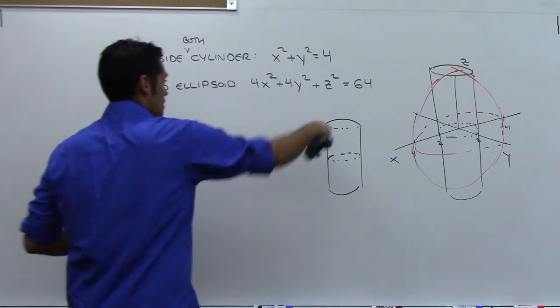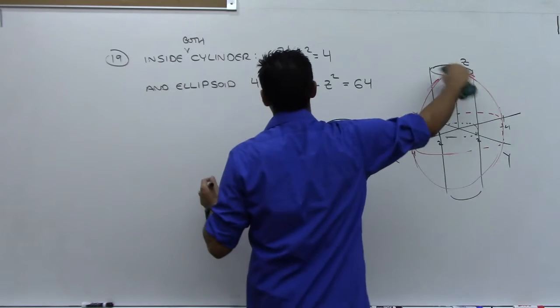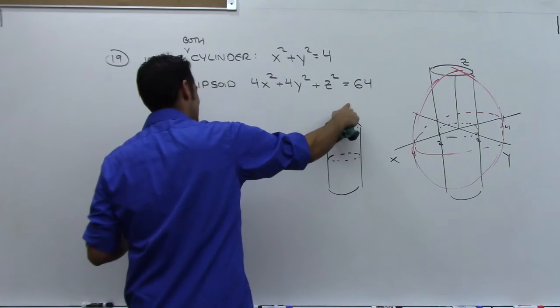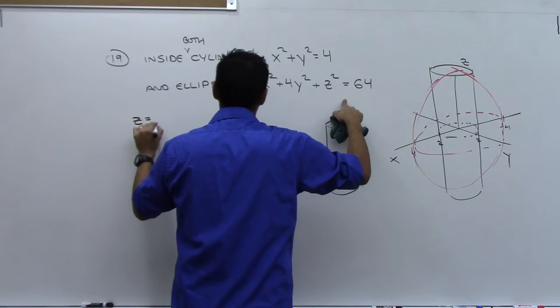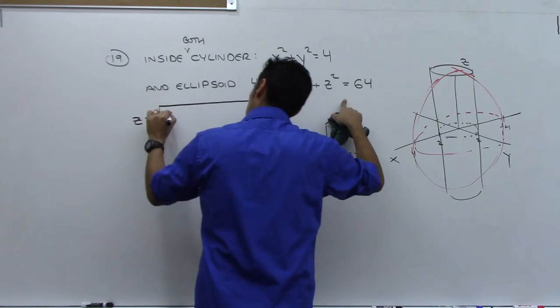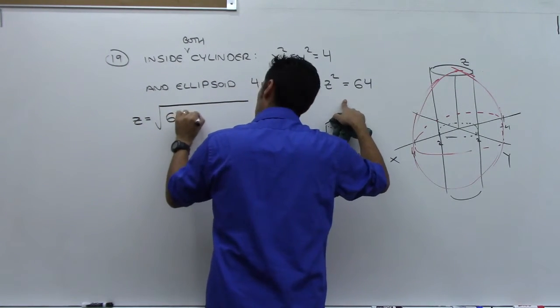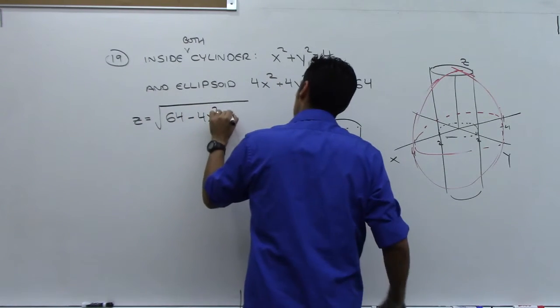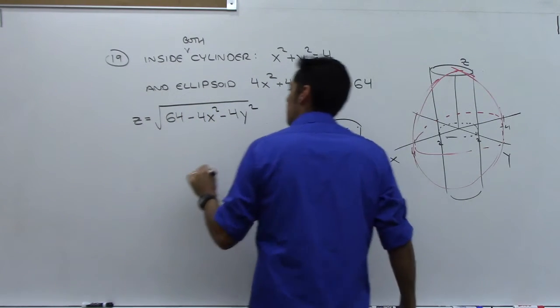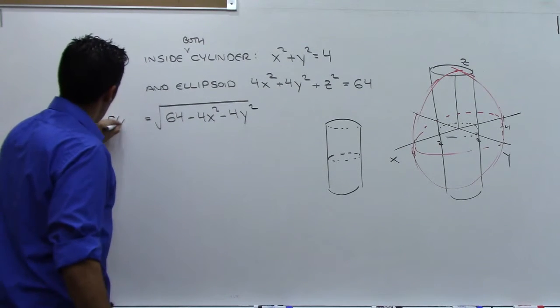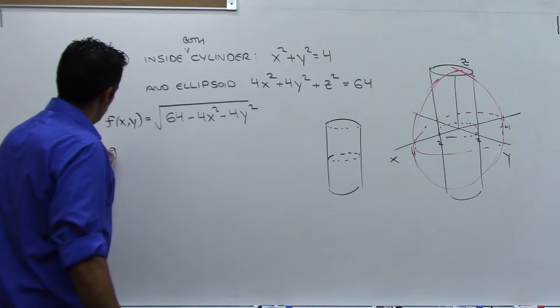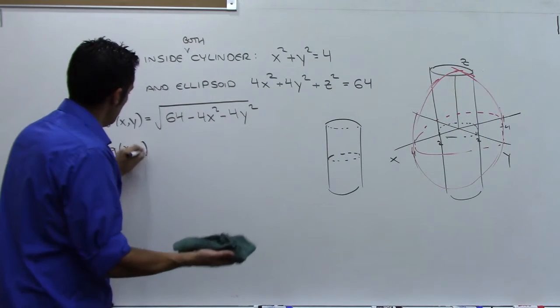Let's figure out what the top cap is. The top cap is the ellipsoid, so I have to solve this for z. So z is equal to the square root of 64 minus 4x squared minus 4y squared. I'm going to call this f of x, y. That's my top piece. My g of x, y, which is the bottom, is 0.